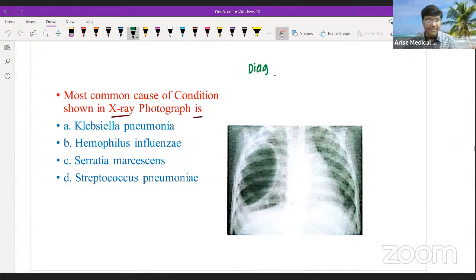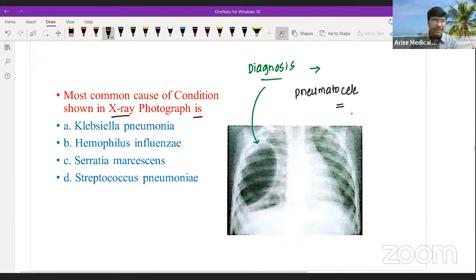Right, very good, Vijay Bhargava. So, can anyone tell me what is the diagnosis of this particular chest X-ray? What is that abnormality you are able to find? So, this particular abnormality is nothing but pneumatocele. It is not lobar pneumonia.